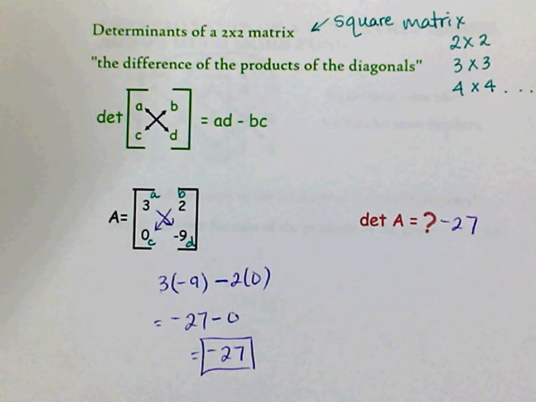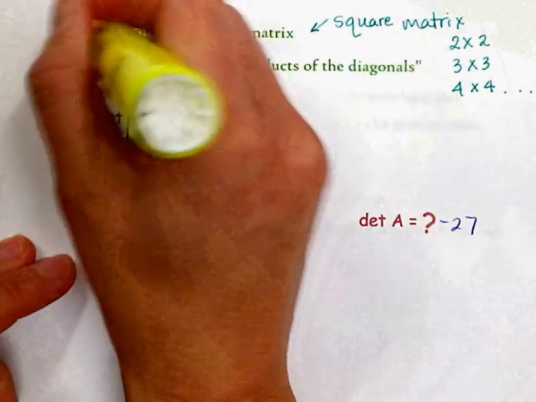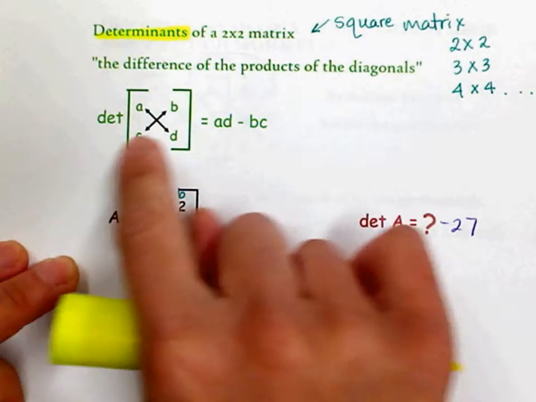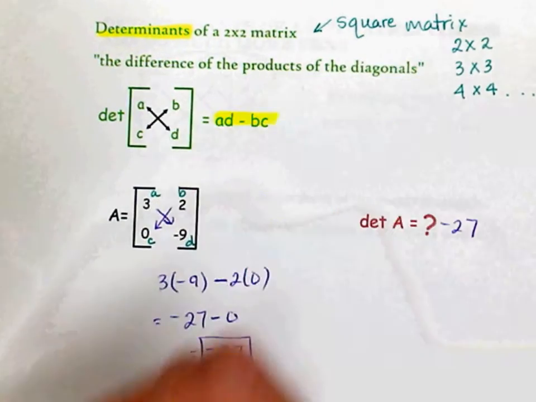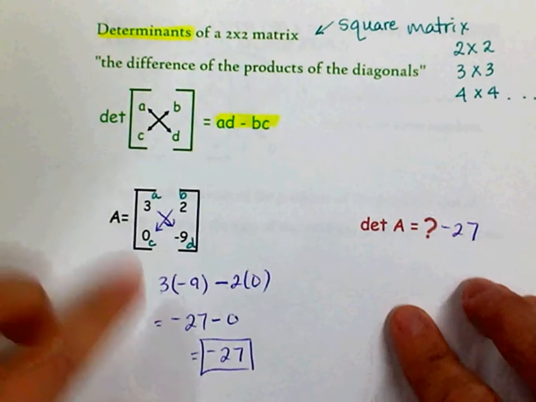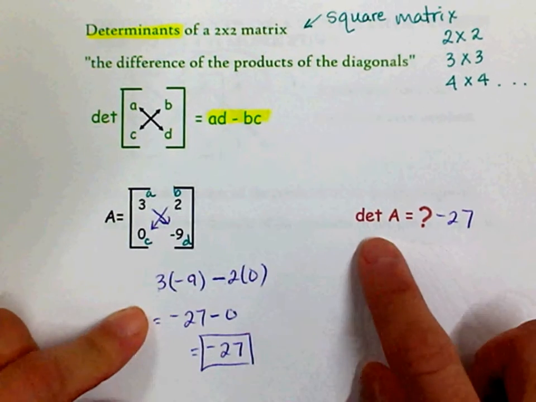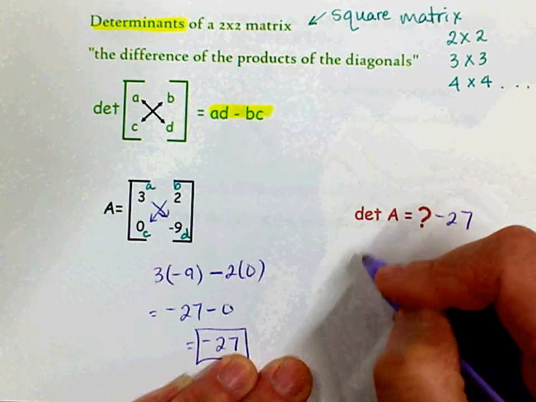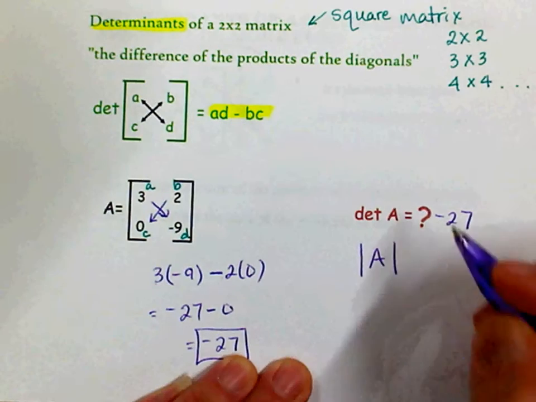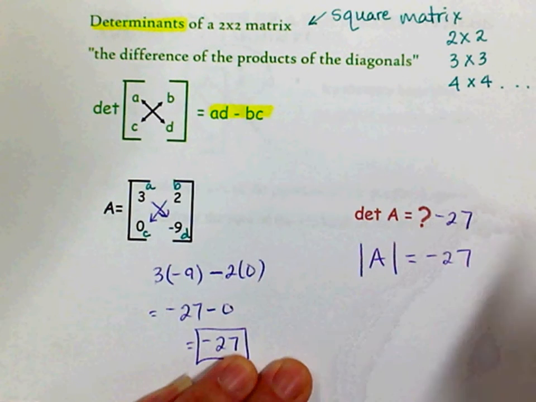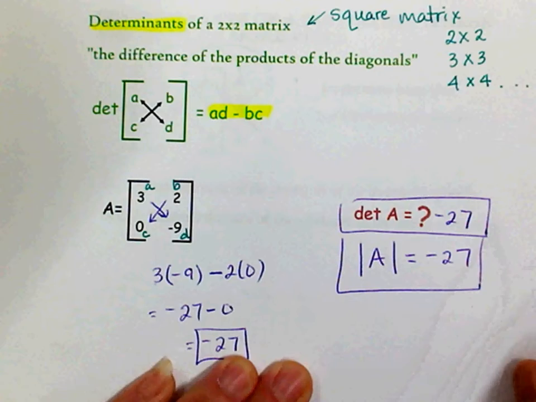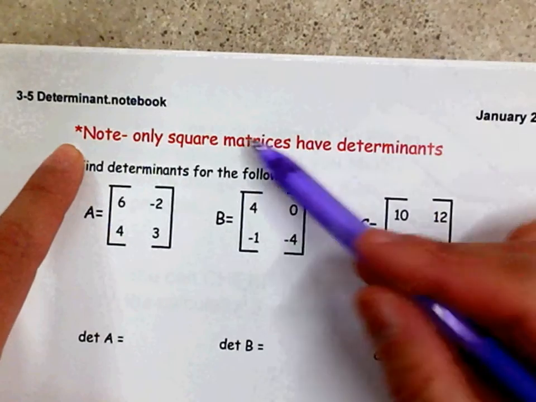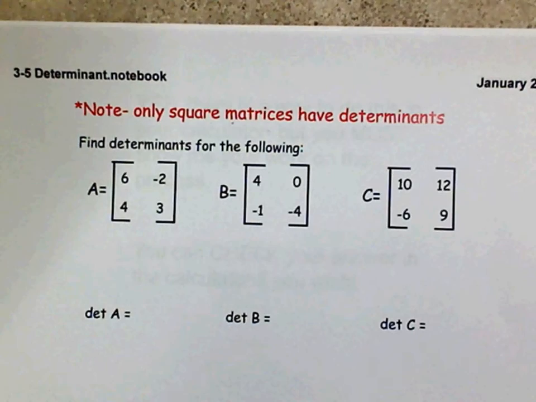So remember, we're looking for a determinant, and a determinant has to be a square matrix. So basically for a 2 by 2, you're going to take A times D minus B times C, okay? And so there you have your determinant. You can write it like this, or you can write 2 bars next to it equals negative 27. Both of these are the correct answer, however you want to write it. All right, so note, only square matrices have determinants.